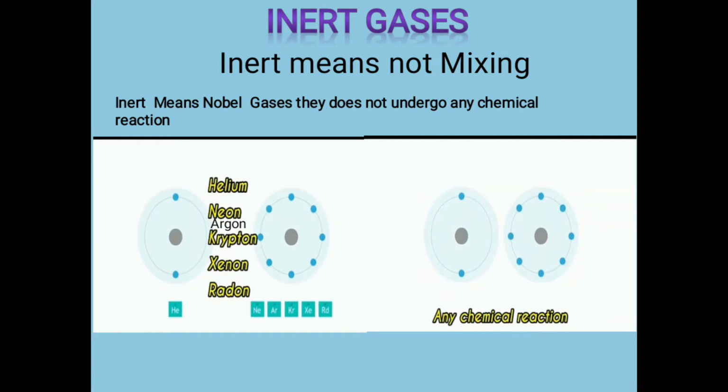Students, before learning the proportion of various gases in the atmosphere, we will learn about inert gases. Inert means not mixing, or such gases are noble gases. They do not undergo any chemical reactions. They have their own existence in the atmosphere. They are argon, helium, neon, krypton, xenon, and radon. These 6 gases are called inert gases or noble gases.